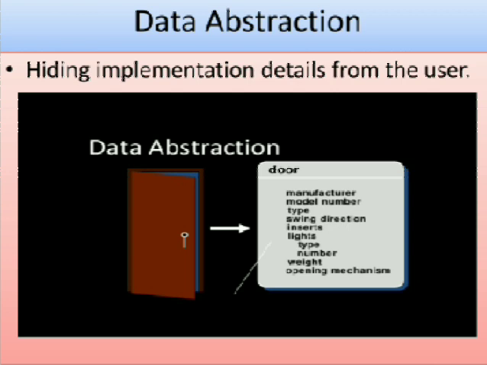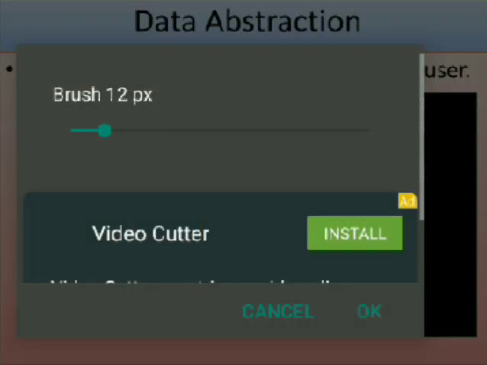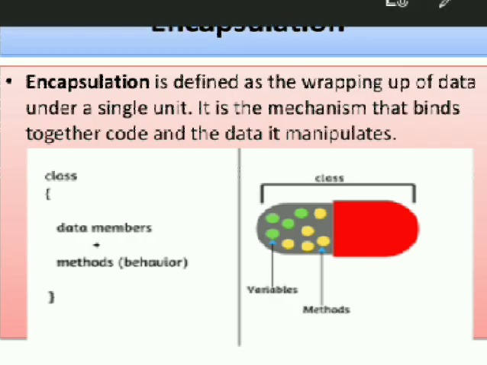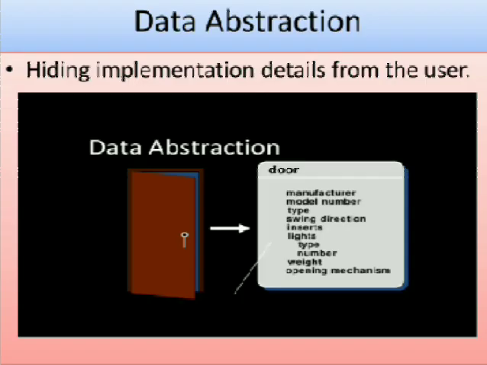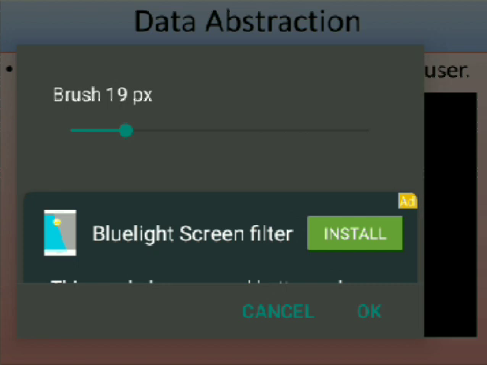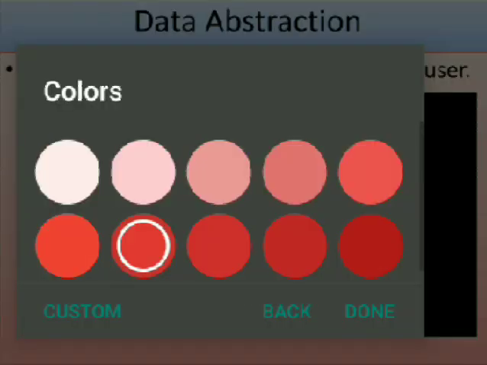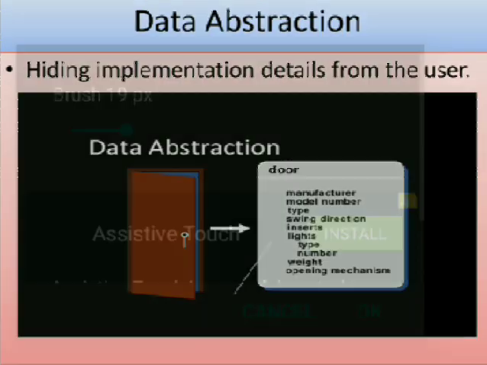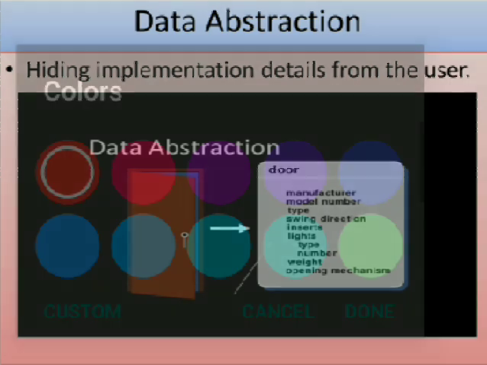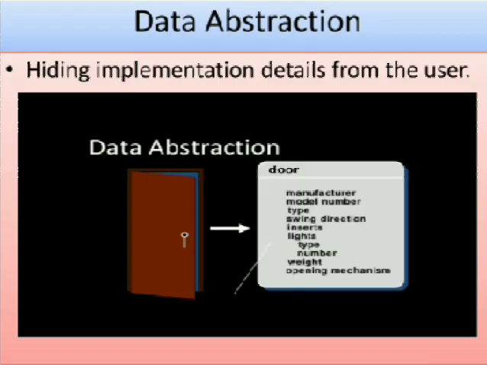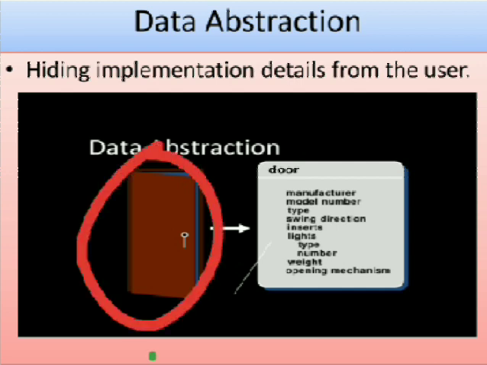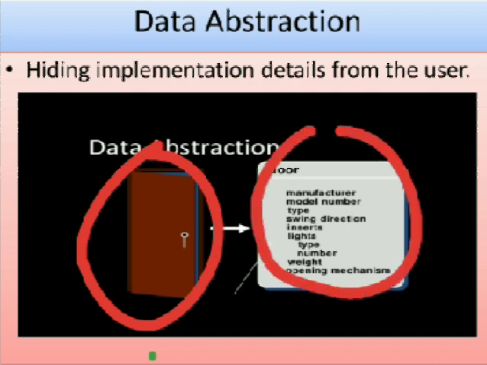Let us take an example of what they have written. Suppose there is a door. Here you can see a diagram. See, this is a door. And what functionalities does it have? It has manufacturer, model number, type, swing direction, insert, light type, number, weight, and opening mechanism. These are all its functionalities.